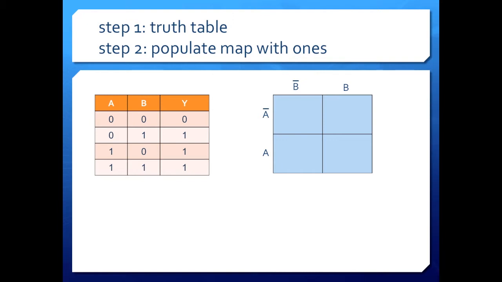Alright, we're going to complete this Karnaugh mapping with a 6-step process. We're going to start with the truth table. That's our first step.